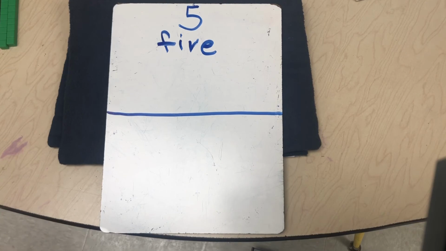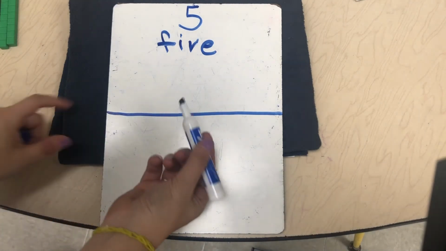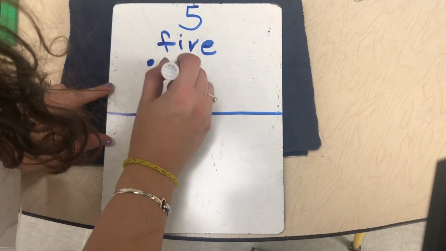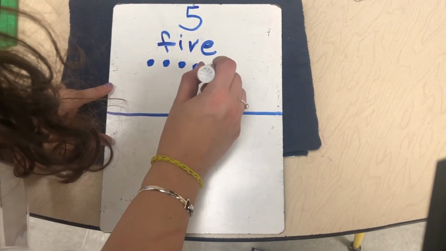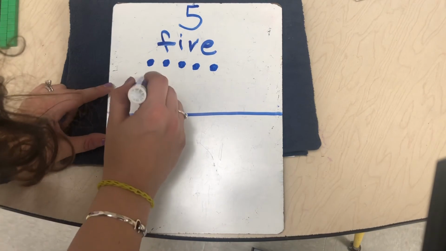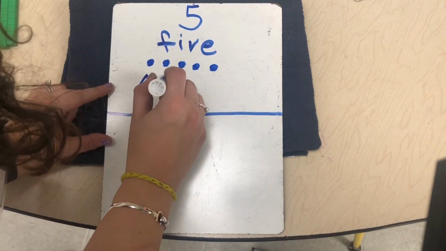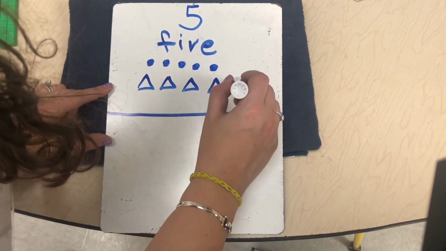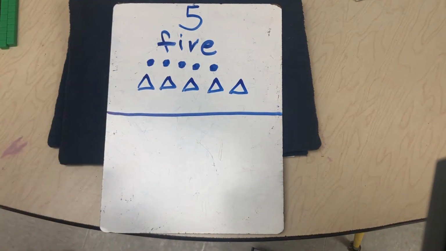You are now going to show a representation of what 5 looks like whenever you break it down. So we've got 1, 2, 3, 4, 5 dots. And you can also do 1, 2, 3, 4, 5 triangles. Like I said, your child can draw, or you can draw any shape that you want to. It's whatever helps them remember. So today I did triangles.